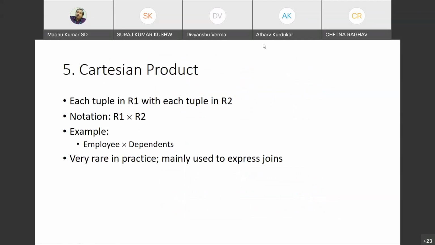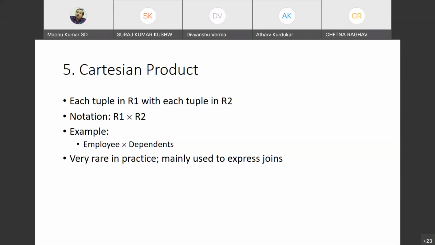Now, Cartesian product is a binary operator. Here we know that R1 cross R2 will have all the combinations of tuples of R1 and R2. If you have 200 tuples in R1 and 100 tuples in R2, how many tuples will you have in R1 cross R2? Sir, M cross N. 20,000 tuples.